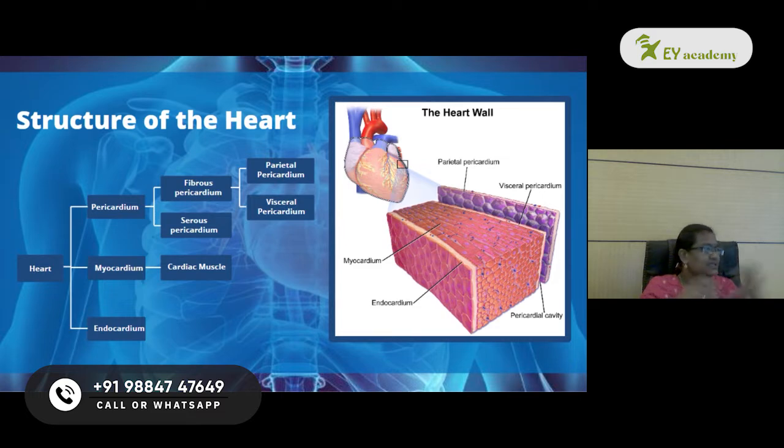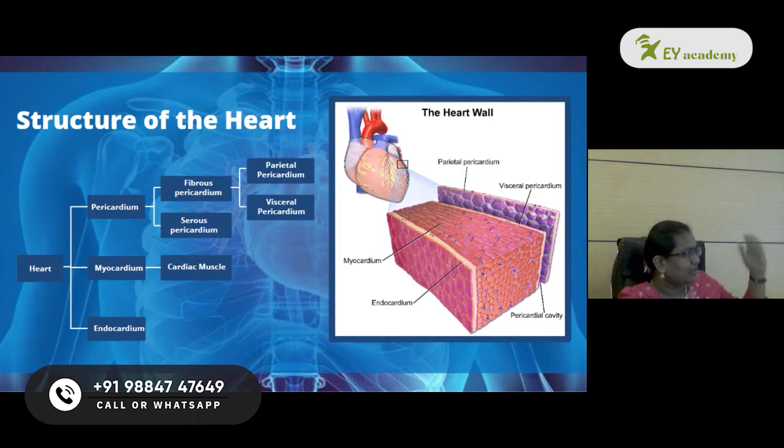So all these structures will be placed inside your thoracic cavity. The outer layer is your fibrous pericardium. From the fibrous pericardium, you will have the serous pericardium, where the parietal will be the outer layer and the visceral will be the inner layer. After your visceral, you will have your cardiac muscle, and then finally, next to your cardiac muscle, you will have your endocardium. Outer to inner.